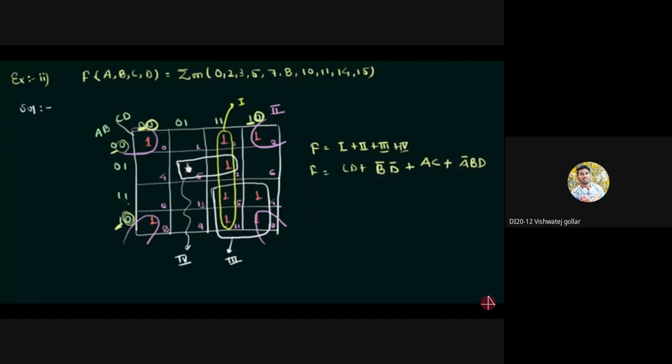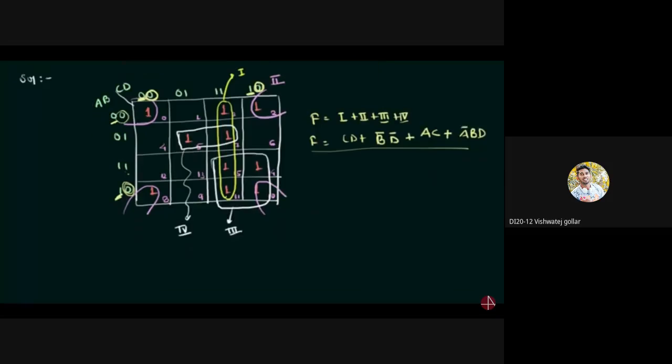And in this we just combined 2 ones, so we just reduced 1 literal, that is C. So this is the answer of this K-map, and it's very simple to find the reduced form of a function by using a K-map as compared to Boolean algebra.